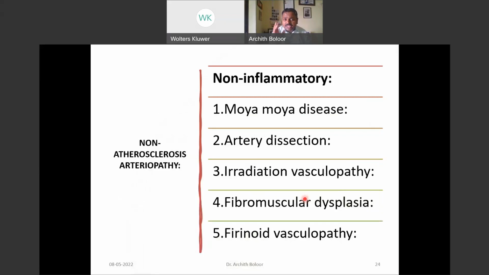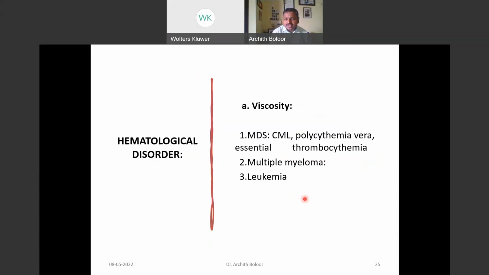The non-inflammatory arteriopathies, again, some of them are very common in India. The one is Moyamoya disease. Sometimes you could have carotid or vertebral artery dissection. Post-radiation, somebody who has undergone radiation for lymphoma, or neck radiation for squamous cell carcinoma of the neck, can be associated. Fibromuscular dysplasia, which causes renal artery stenosis, can also cause the same thing. And certain diseases are associated with fibrinoid vasculopathy. These are the non-inflammatory causes of arteriopathy.